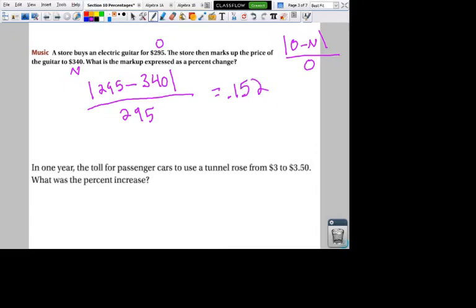0.152. Do I have a percentage yet, though? No. So I'm going to do the same thing I did before to get this percentage. I'm going to take my decimal, I'm going to move it once, twice. And when I bump it over right, I just have to add my percent sign at the end. It is 15.2%.